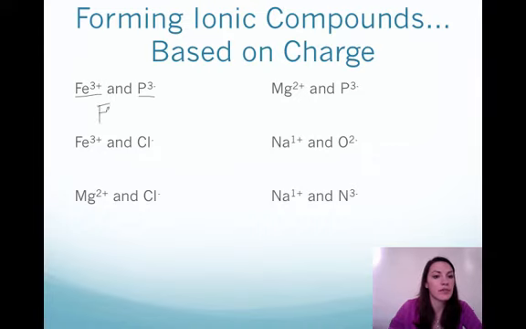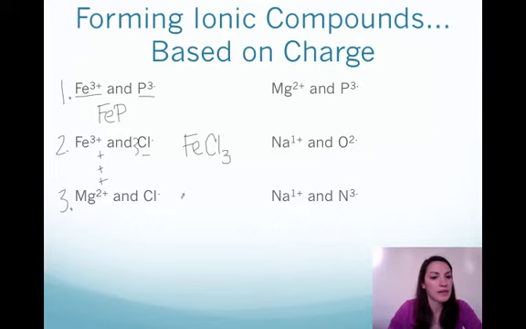Okay, number 2, I've got a 3 plus charge over here, so 1, 2, 3, and I've got a 1 minus charge over here. So I need one of these and 3 of these. Okay, so I need 3 chlorines, and the way that I'm going to write that is FeCl3. Remember, your subscript stands for the number. Okay, so this is 1 and 1, this is 1 and 3.